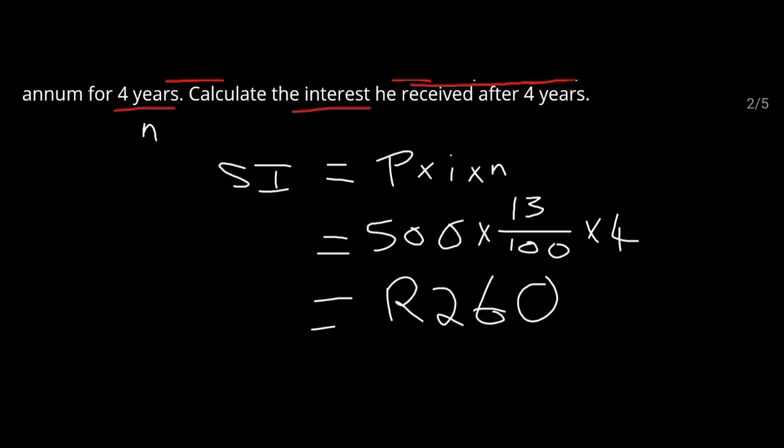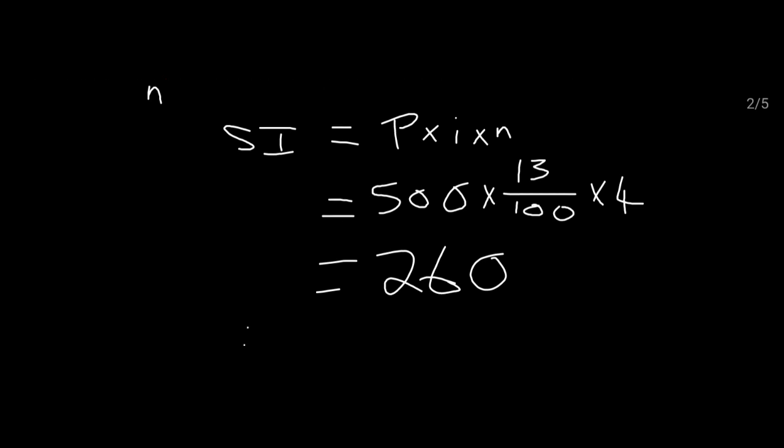Don't forget to make a conclusion. If you want to, as with this 260 Rand, the conclusion is that the interest received is equal to 260 Rand, to show that you are dealing with money here. But if you just want the conclusion, you can just say it is equal to 260 Rand. Don't forget the Rand, because this is like the SI unit for money.